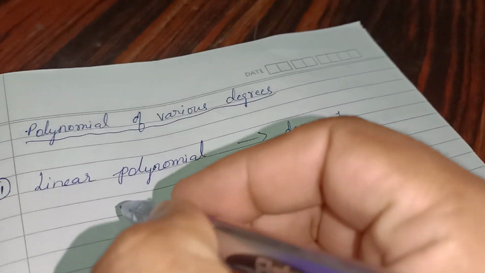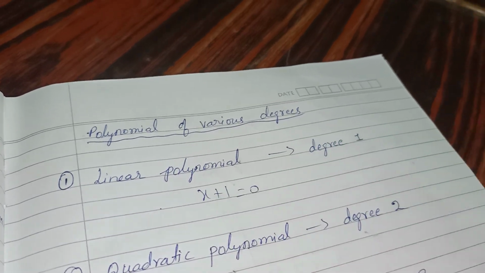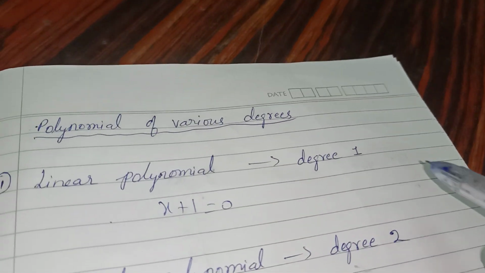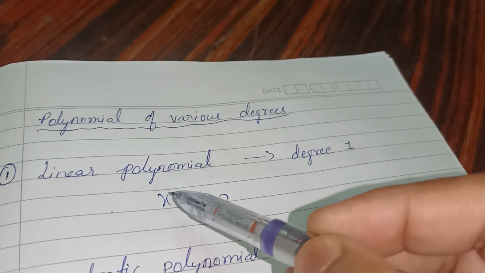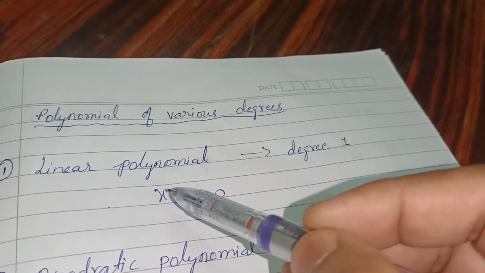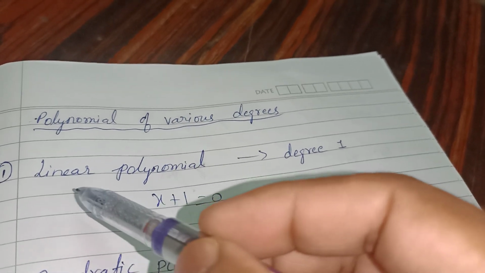For example, x + 1 = 0. It is called a linear polynomial because the highest power of x is 1. If the highest power of x, or the highest degree, is 1, then it is called a linear polynomial.